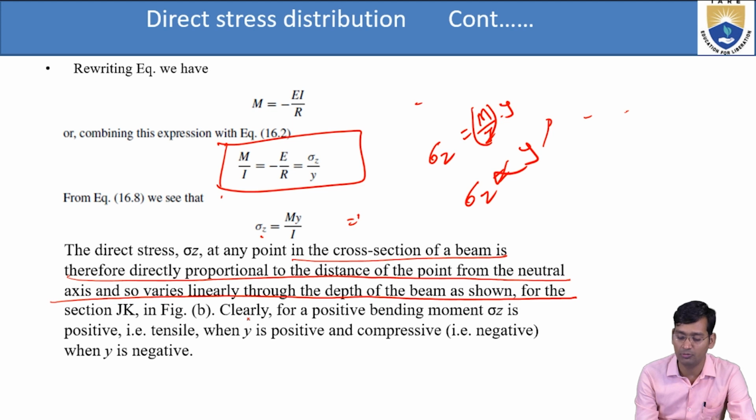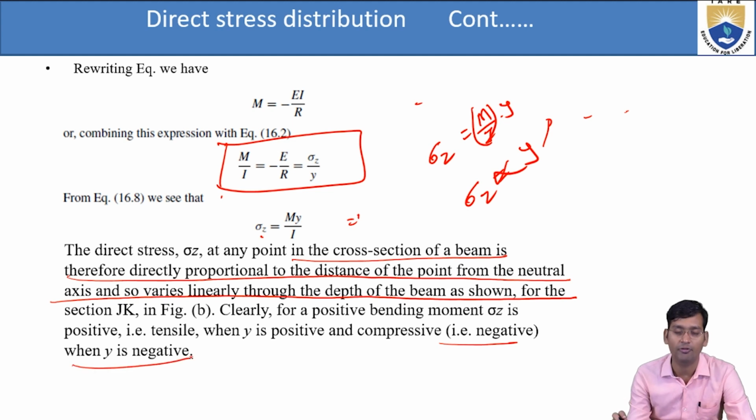Clearly, for a positive bending moment, sigma z is positive, that is tensile, when y is positive, and compressive, that is negative, when y is negative. Means when y is negative, that is compressive. When y is positive, that is tensile.